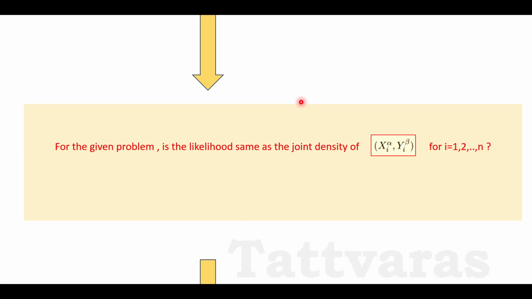So likelihood is basically the same in form as the joint density, but it is interpreted as a function of the parameters because the underlying observations or the underlying variables are already observed. You already have observed some values of those variables.